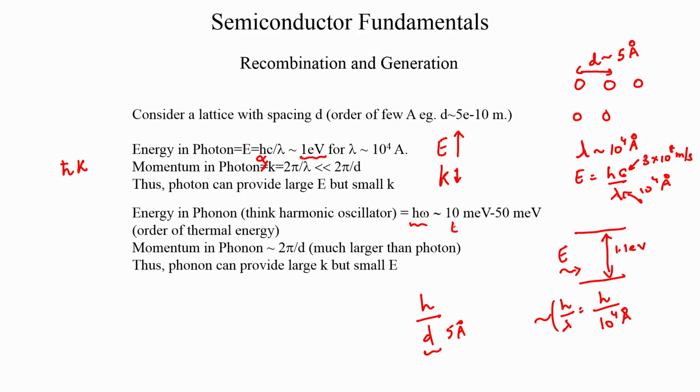So, the energy is very small, but the momentum is of the order of 2 pi by d into h by 2 pi. So, that is the momentum. So, the momentum is quite large. This is the momentum of a phonon, whereas the momentum provided by a photon is very small. Therefore, a phonon interaction can give a large shift in k and a small shift in E, whereas an interaction with a photon can give you a large shift in E, but a small shift in k.